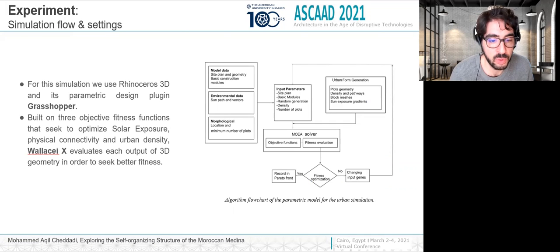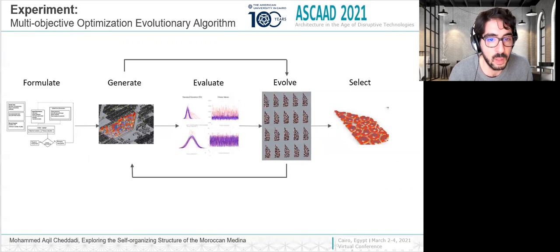For this simulation, we use Rhinoceros 3D and its parametric design plugin Grasshopper. We also use a computational solver called Wallacei X with a parametric design methodology, including multiple inputs in order to generate, rank, and visualize urban morphologies. The computational solver that we use is a multi-objective optimization evolutionary algorithm. It comprises 4 steps with an iterative mechanism, going from formulating, generating, evaluating, evolving, and finally selecting outputs.